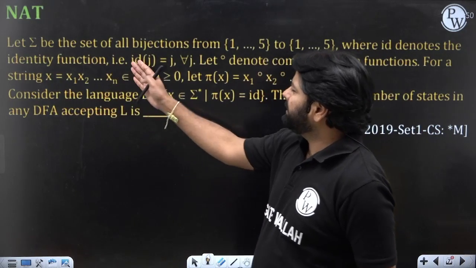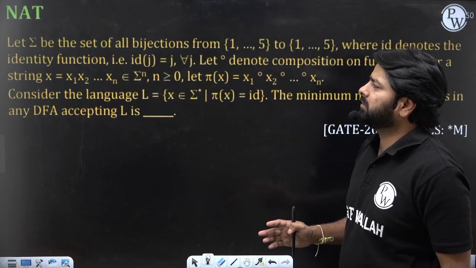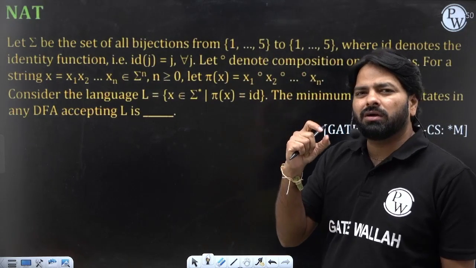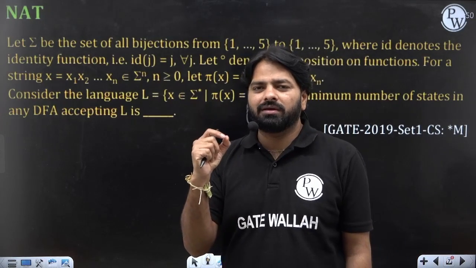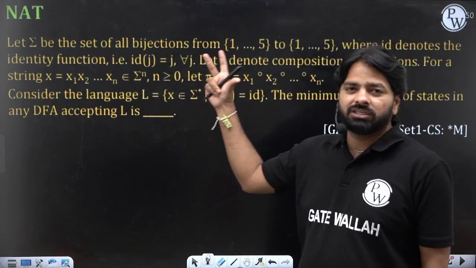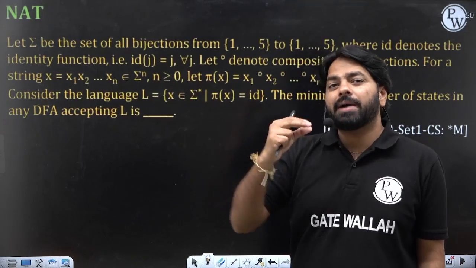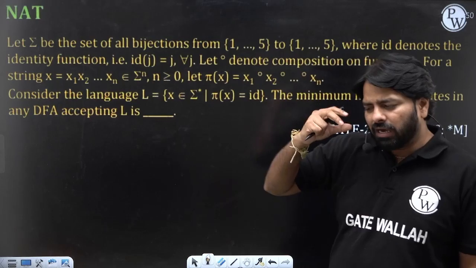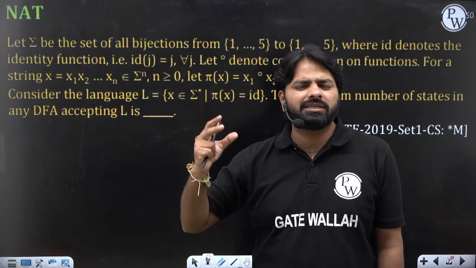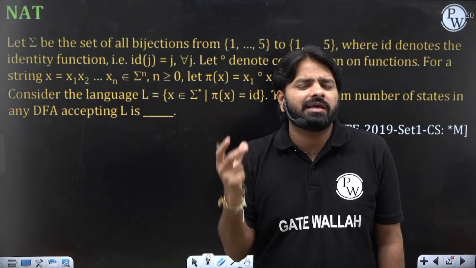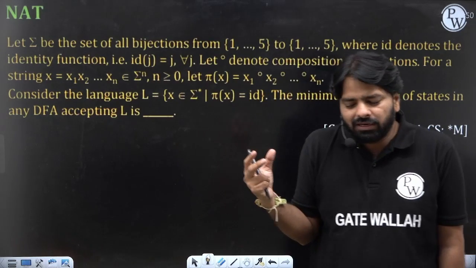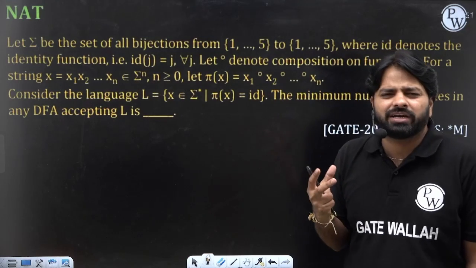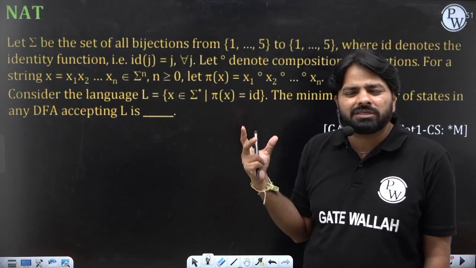Let sigma be the set of all bijections from a 5 element set to a 5 element set. So sigma is not a and b here. Remember that sigma is a set of functions, and these are bijective functions from a 5 element set to a 5 element set. There are 5 factorial bijective functions, which is huge, right? You cannot take all of them into sigma to understand.